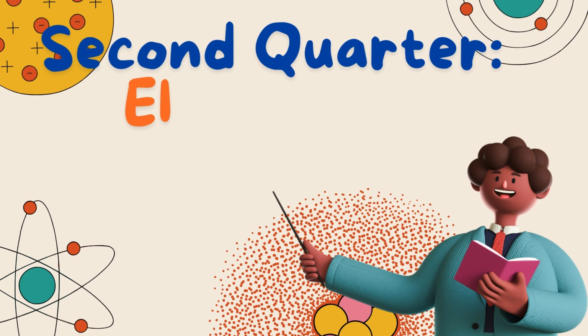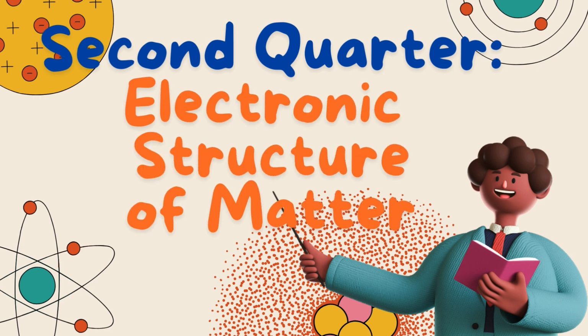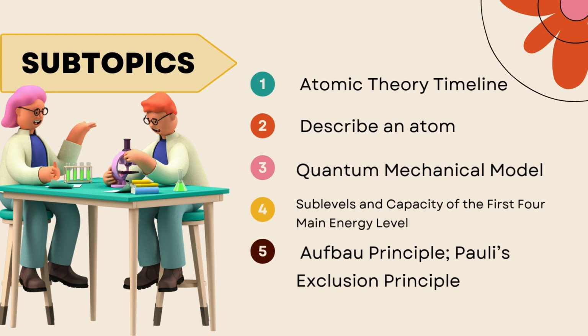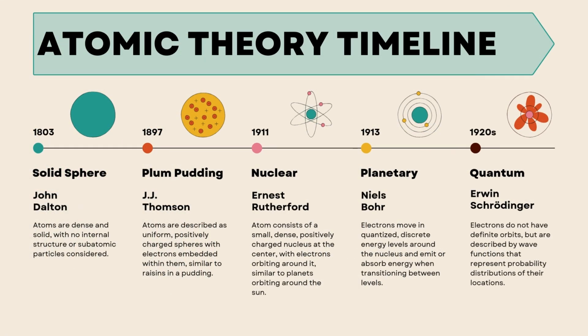Second quarter, electronic structure of matter. Subtopics: atomic theory timeline, describe an atom, quantum mechanical model, sublevels and capacity of the first four main energy levels, Aufbau principle, Pauli's exclusion principle. Atomic theory timeline.